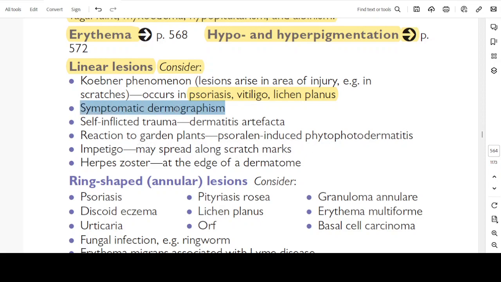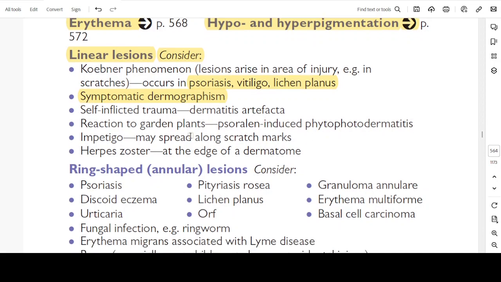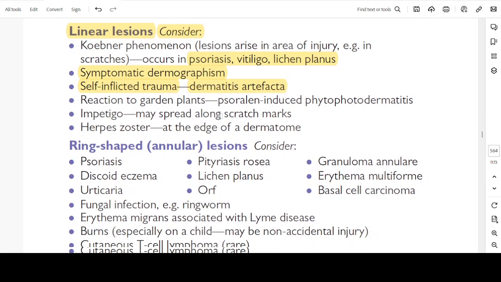Symptomatic dermographism. Dermographism is whenever you are writing on the skin with the fingers or with anything, you will have some kind of eruptions around the scratches. Symptomatic dermographism. Self-inflicted trauma, dermatitis artefacta. This will also be linear. A reaction to garden plants. Psoralen-induced photodermatitis.